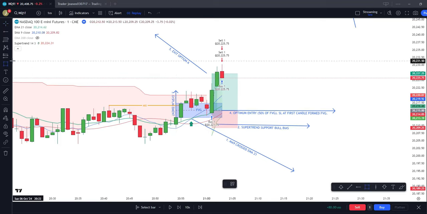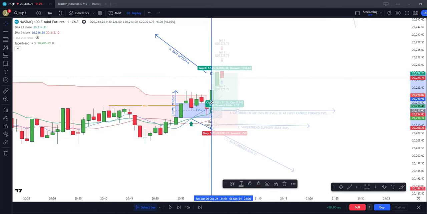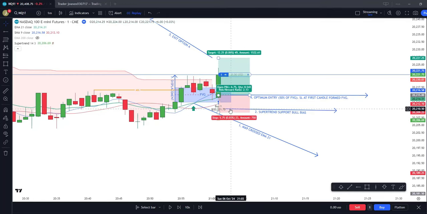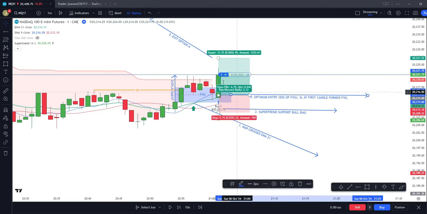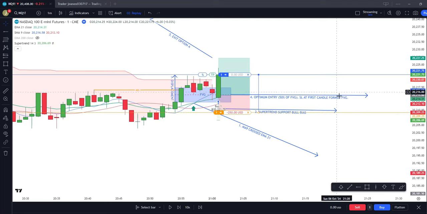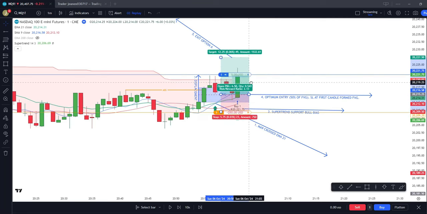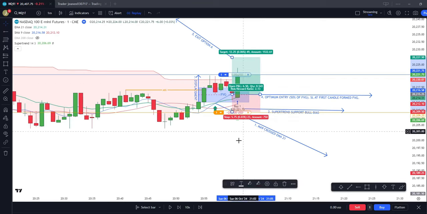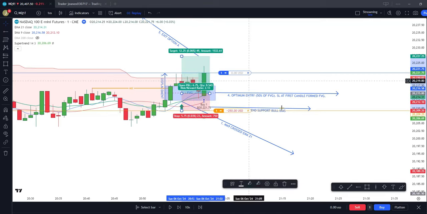But for me, the best entry for this one is this one here. This is the best entry because there is a confirmation of the super trend, at the same time supported by this, and you're not risking too much if you enter this trade, right? Like that. But I put my entry here because I traded this one last week. That's where I put my entry. But this is the best entry for me.